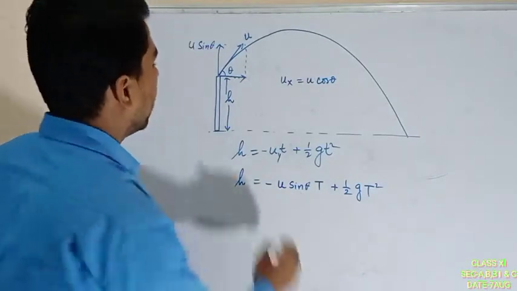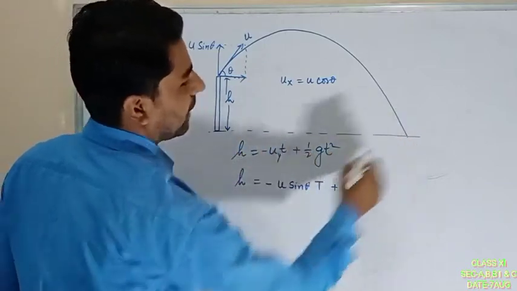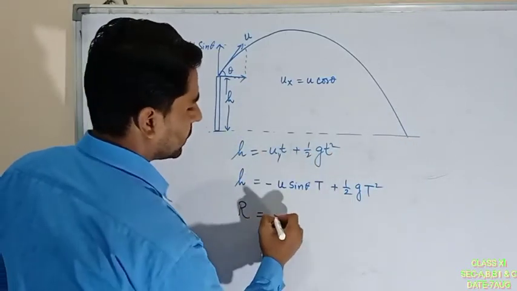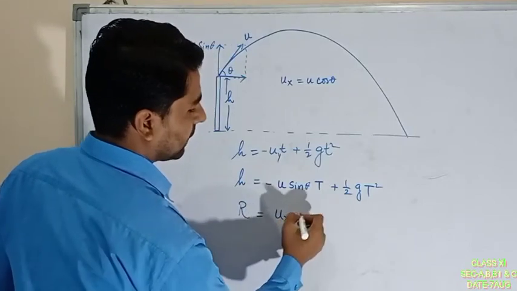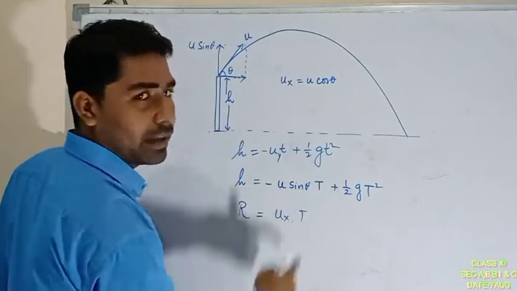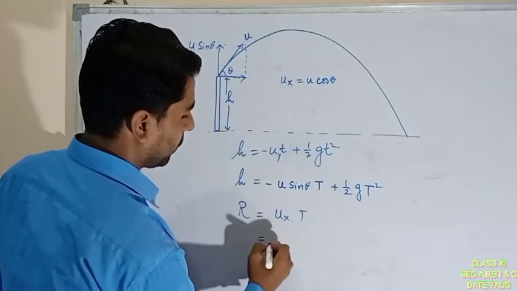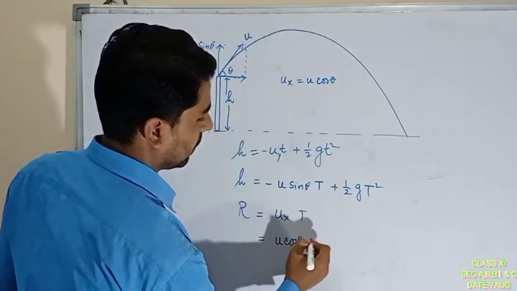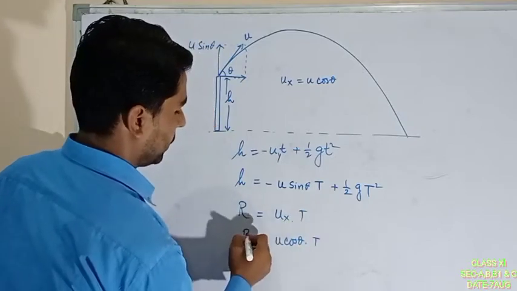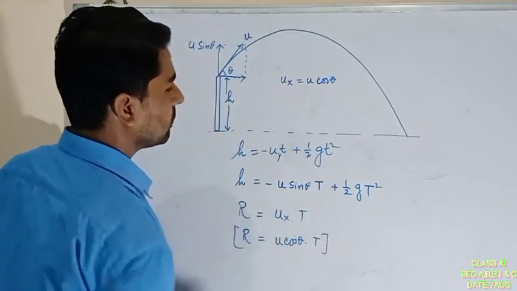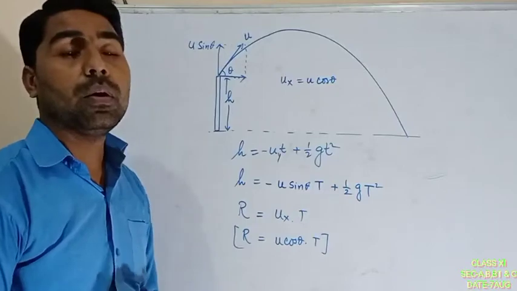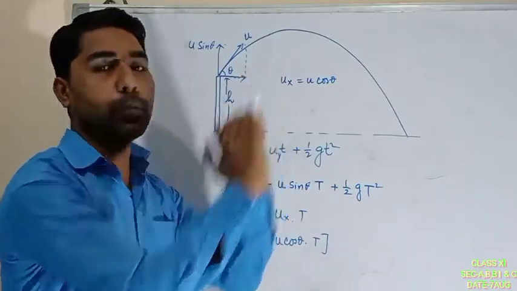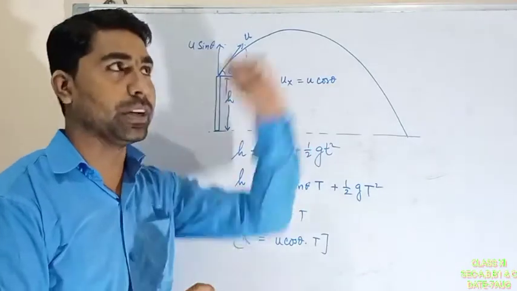Now the next thing, we are going to calculate the range. What will the range be here? Same thing again, the ux component and the time of flight. From here, whatever you calculate. So what did you get? Ux means u cos theta into time T. So this is the range. Now this was the case when the object was thrown in the upward direction.